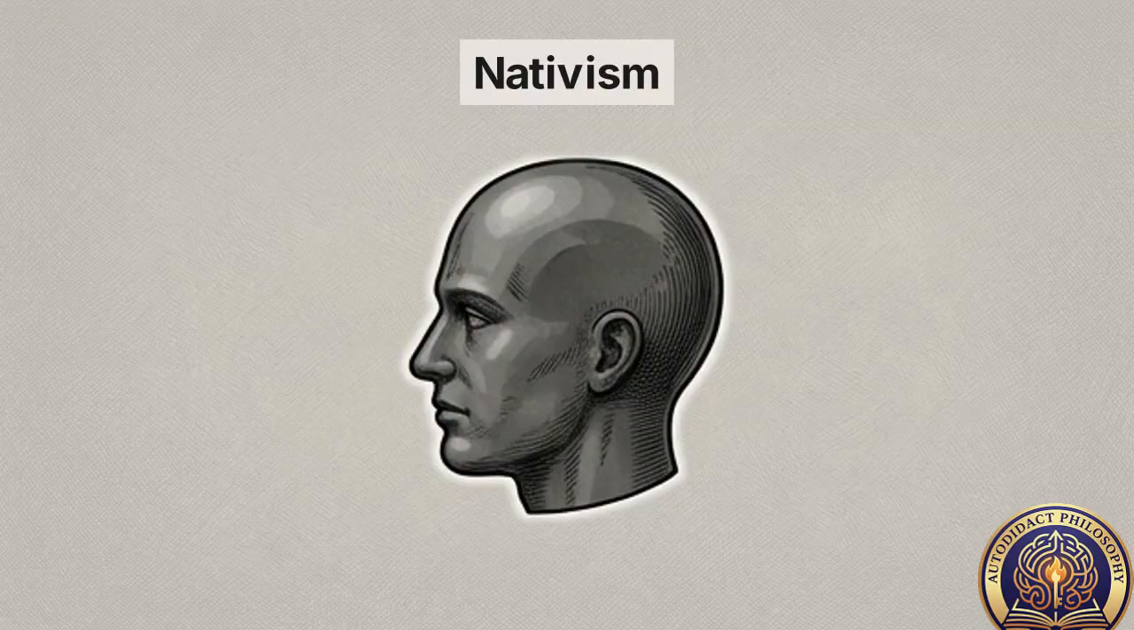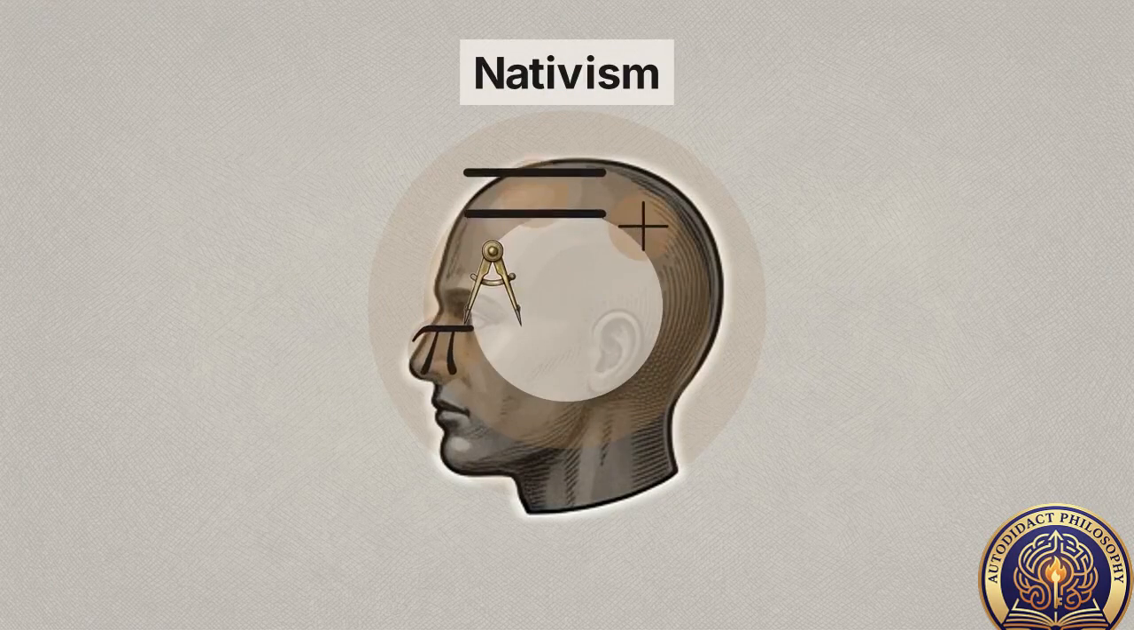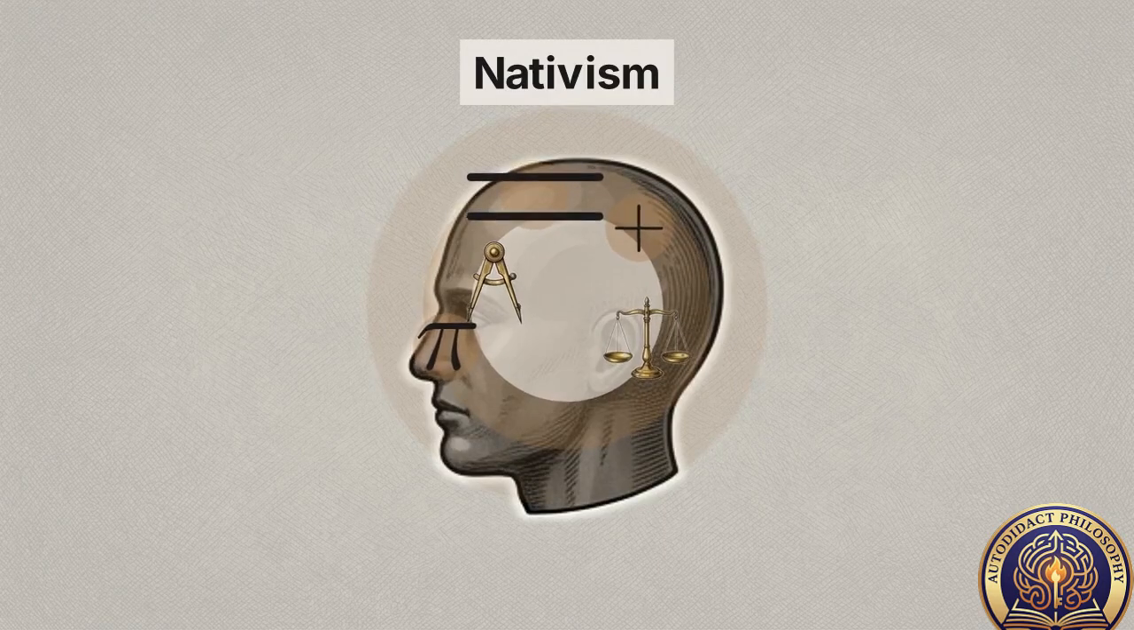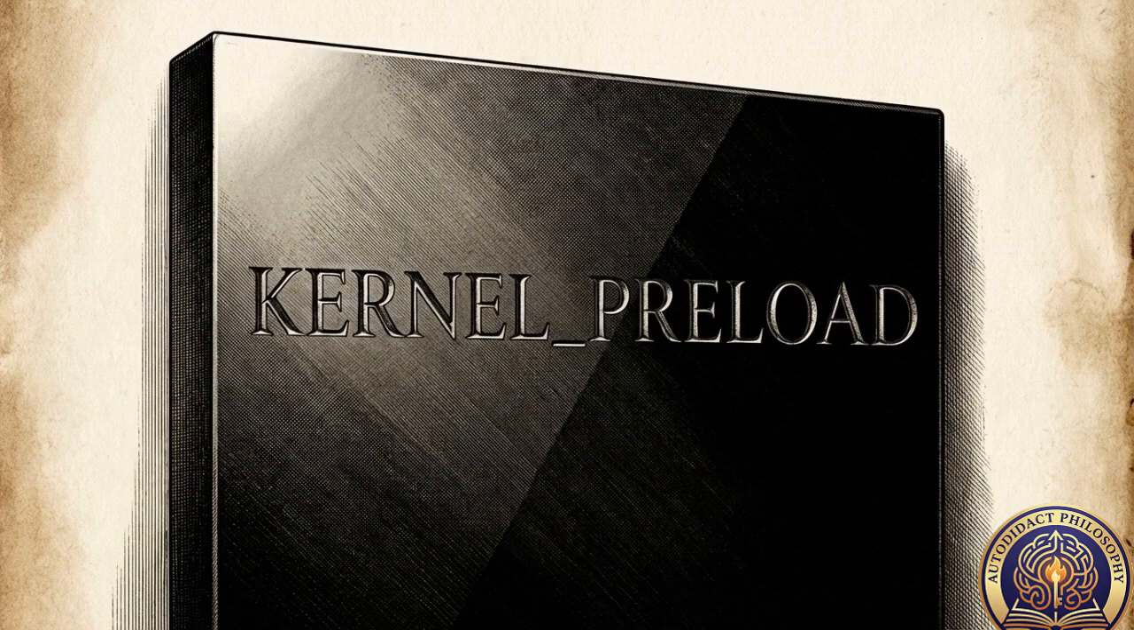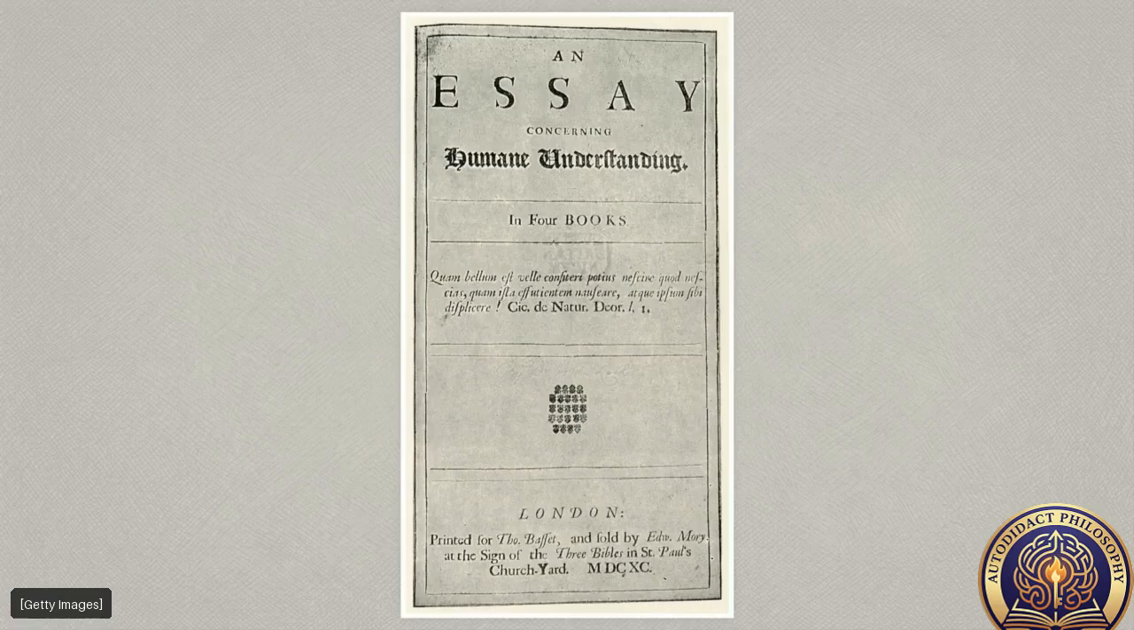Nativism is the philosophical doctrine that God pre-installs foundational logic and moral axioms into the human soul before birth. Under this model, human beings arrive equipped with an inherent, divine operating system. In 1689, Locke published An Essay Concerning Human Understanding. The text was engineered specifically to dismantle the assumption of pre-installed cognitive hardware.